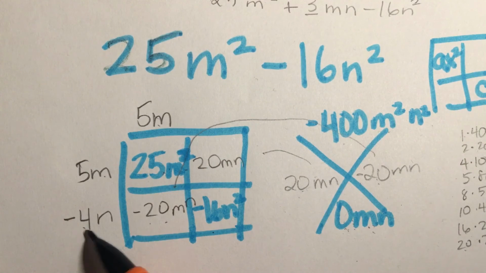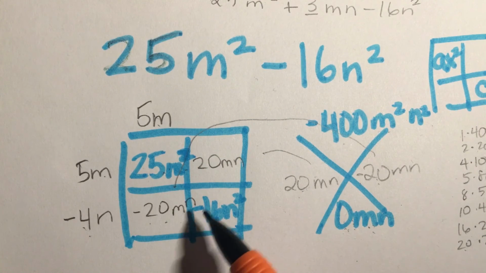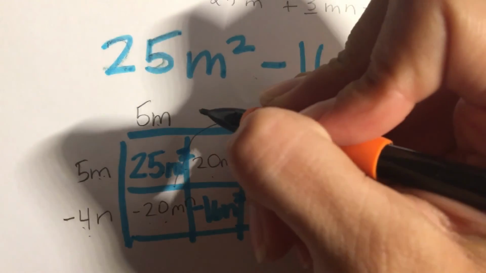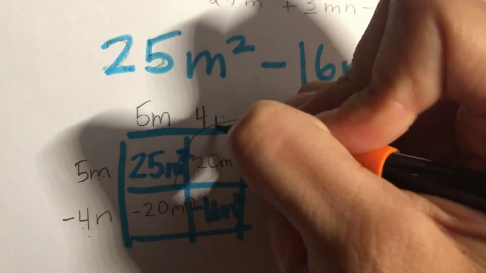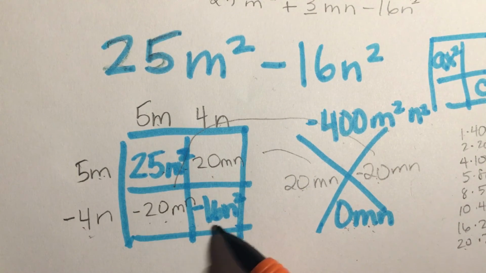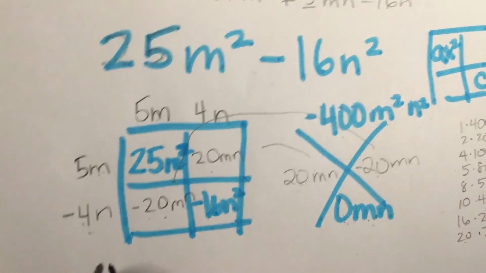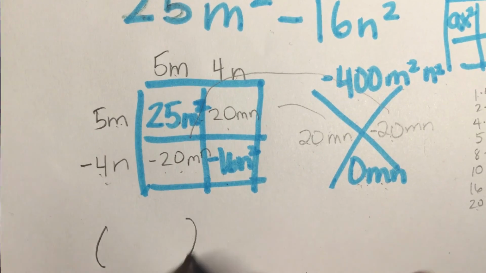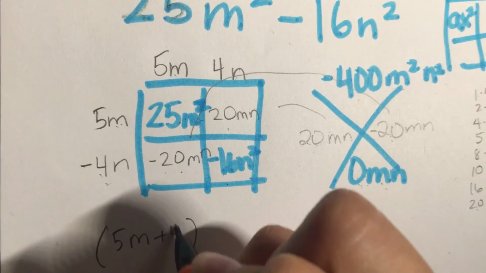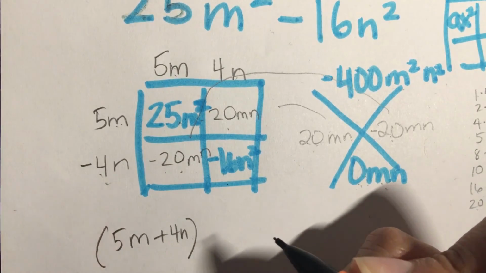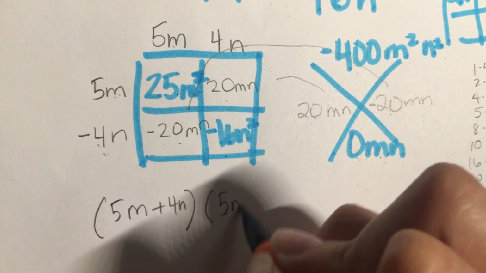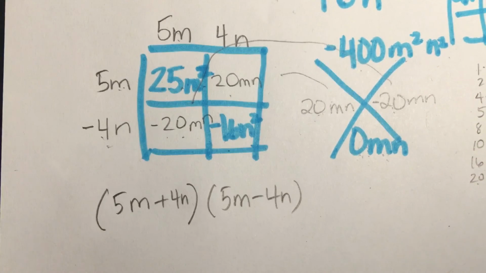Follow me? 5m times negative 4n is going to give me negative 20mn. Okay, now 5m times what is going to give me 20mn? That has to be 4n. And now 4n times negative 4n, is it going to give me negative 16n squared? It sure does. So your factors, my lady, are going to be 5m plus 4n and 5m minus 4n. Check if that's correct.